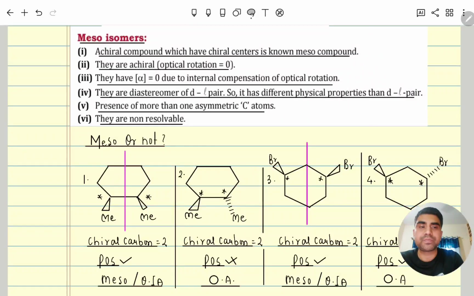Next, meso is possible only when there is more than one asymmetric carbon, and meso compounds are non-resolvable. Non-resolvable means they cannot be separated, because meso isomers are identical.